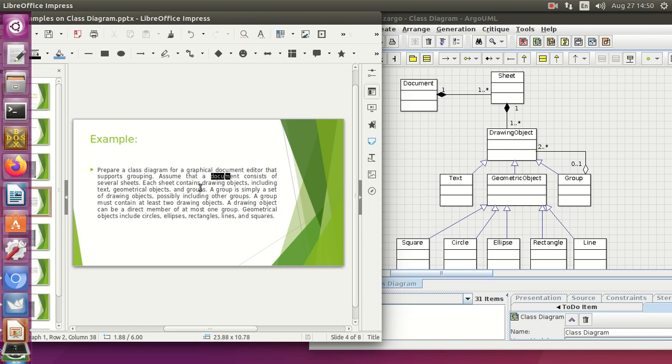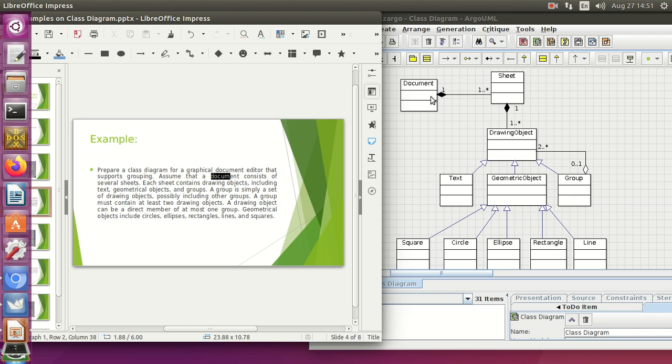Again, a document consists of several sheets. That means one document contains one or more sheets. That's why we have used this type of multiplicity: one document has one-to-many sheets.